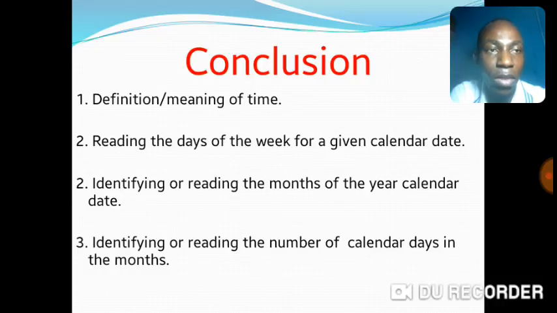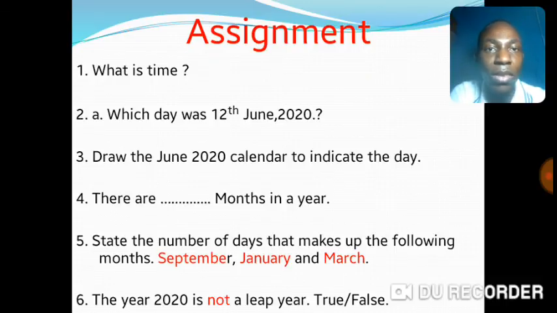You can refer to your textbooks to assist you do the assignment as well as the notes that have been given on this lesson. Here are your assignments. Let's read this together. Number 1. What is time? Number 2. Which day was 12 June 2020? You can answer this question by referring to the calendar of June 2020.